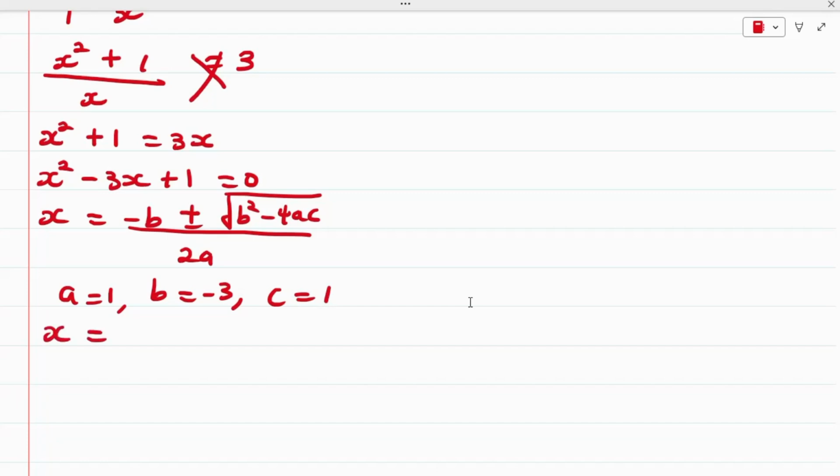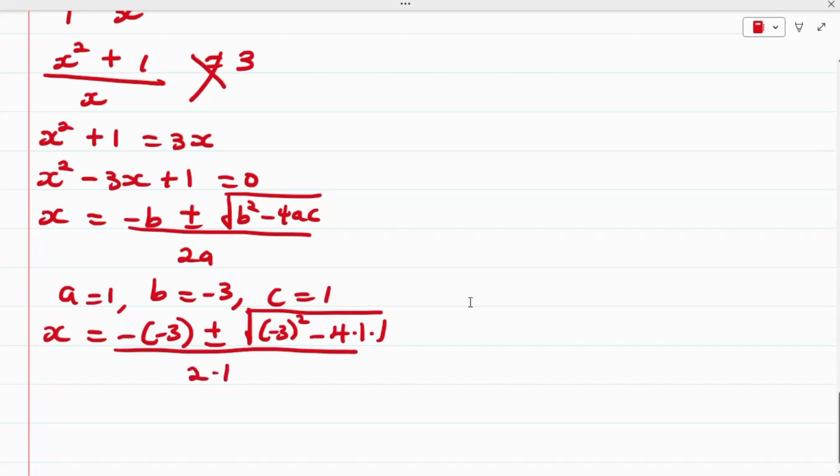So we have that x is equal to minus, minus 3, plus or minus the square root of minus 3 all squared, minus 4 multiplied by a, which is 1, multiplied by c, which is 1, divided by 2 multiplied by a, which is 1. So x is equal to, minus times minus is plus, so we have 3 plus or minus the square root of minus 3 squared, which is 9, minus 4 multiplied by 1 multiplied by 1. We're going to have this to be 4, divided by 2 multiplied by 1 is what?